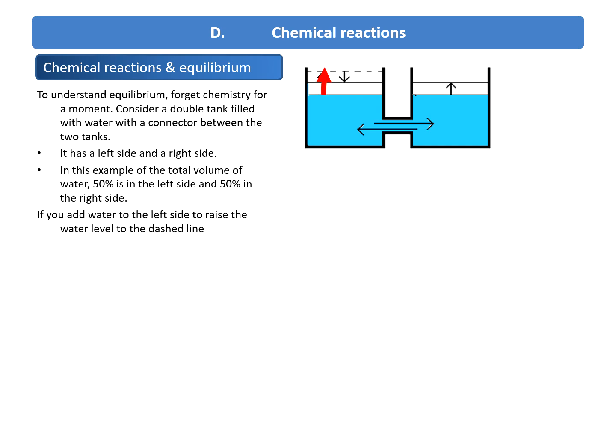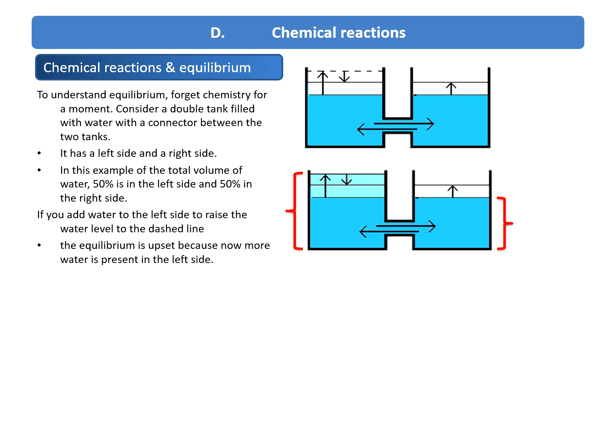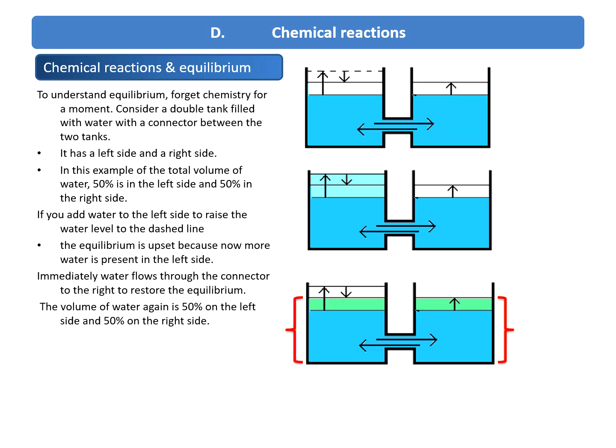If you add water to the left side to raise the water level to the dashed line, the equilibrium is upset because now more water is present in the left side. Immediately, water flows through the connector to the right to restore the equilibrium. The volume of water again is 50% on the left and 50% on the right.